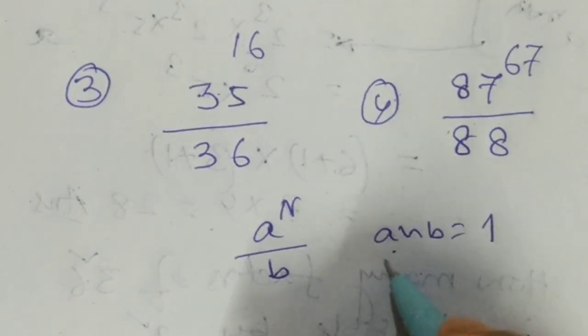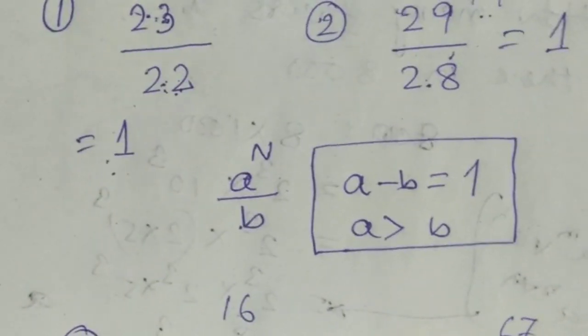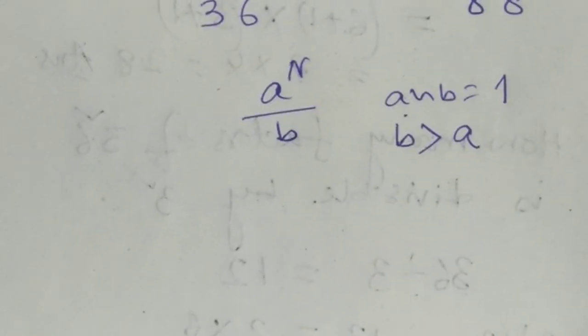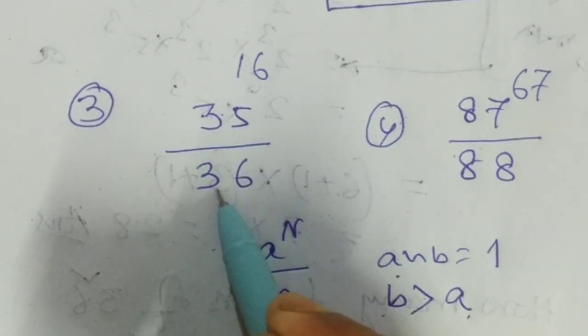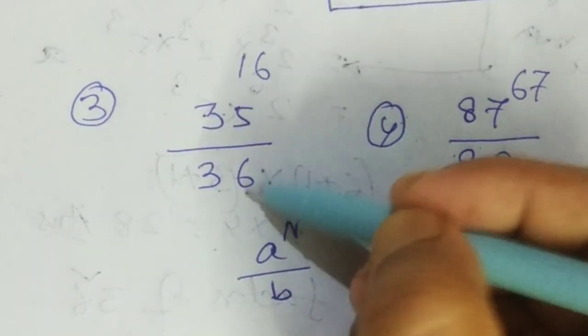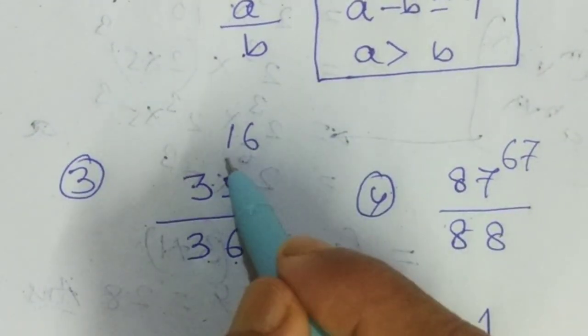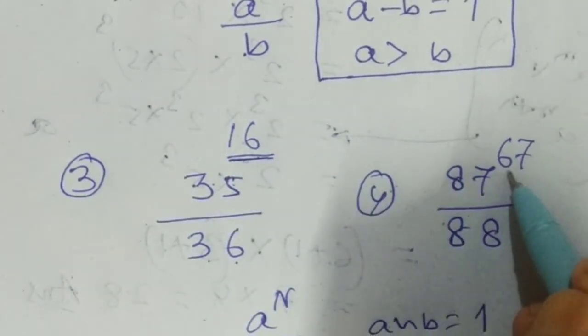But what happened here? b is greater than a. In the previous case, a is greater than b, and here b is greater than a. That means this is 35 and this is 36, so b is greater than a. In this case, the power plays the important role. Here the power is 16 and here the power is 67.